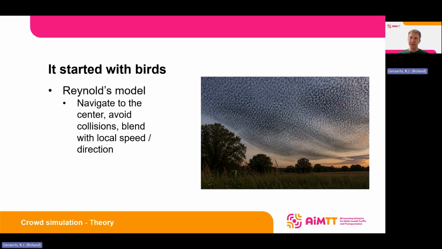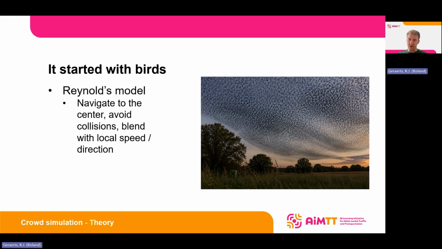To understand the origins of crowd simulation, it is useful to look beyond human crowds and back to one of the earliest models of collective behavior, simulation of birds' flocks. A major milestone in this area was Reynolds' model, often referred to as the Boids model, developed in the 80s. Although it was originally designed to simulate the movement of birds, the underlying principles have influenced many later crowd simulation techniques. The key insight of Reynolds' model was that complex group behavior can emerge from a small number of simple rules, followed by each individual.